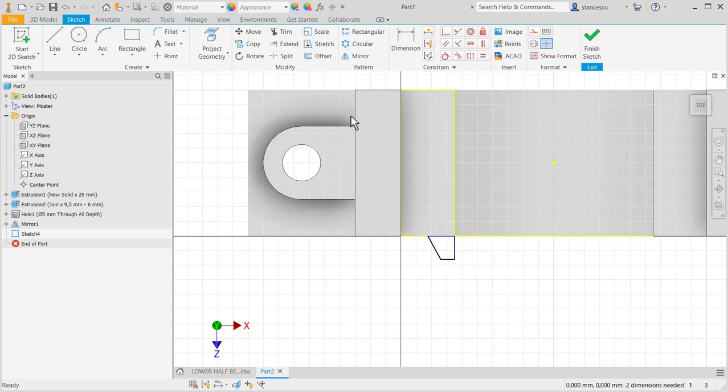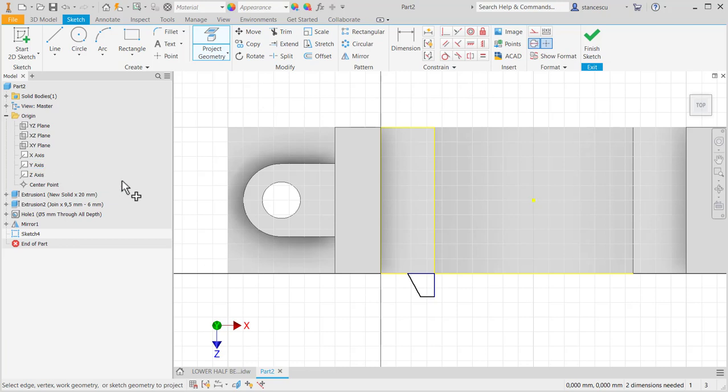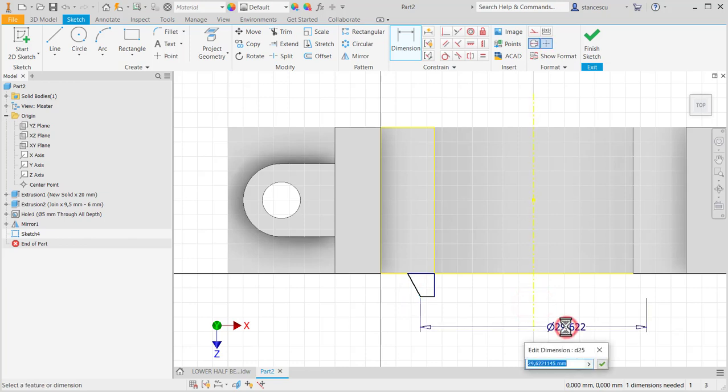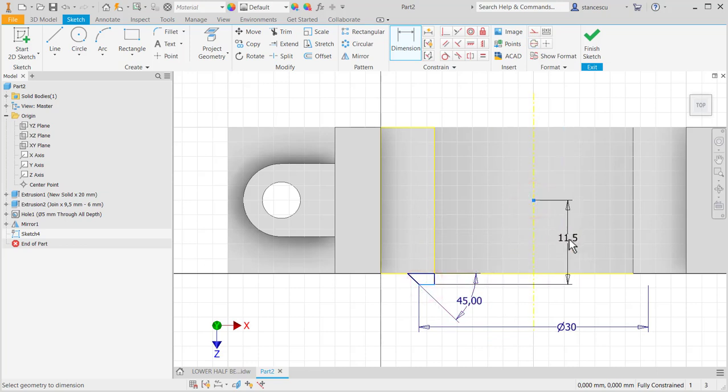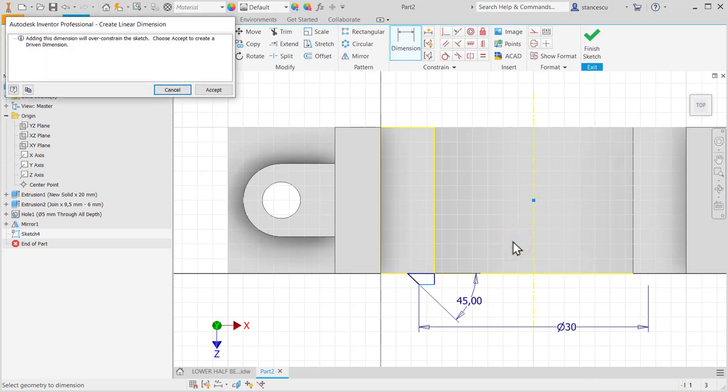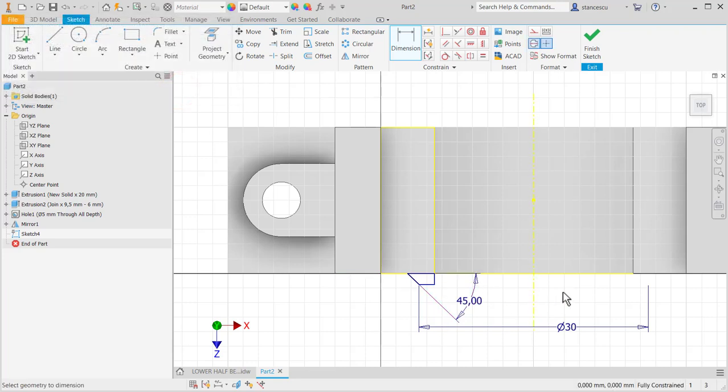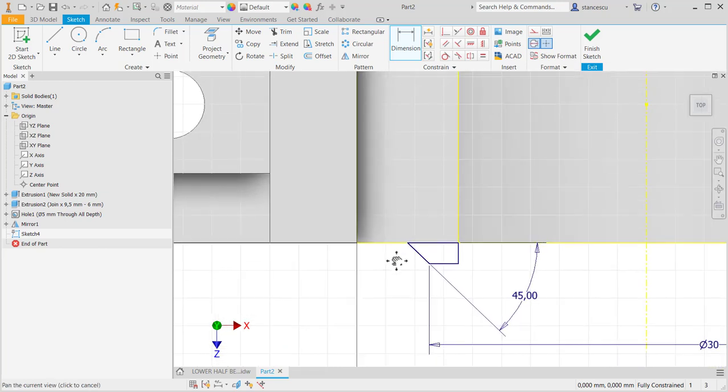Okay, now I project as a center line, because we have a revolution, the z-axis, and then dimensions. This was 30. The angle is 45. And the dimension between these two elements: fully constrained. I selected the midpoint here by chance. Let's repair.